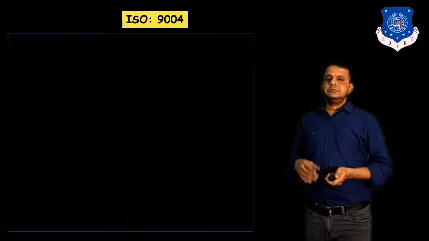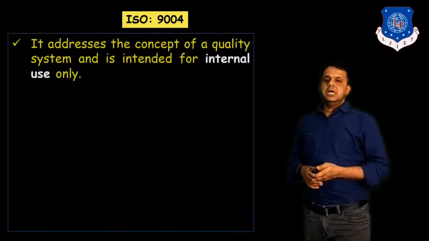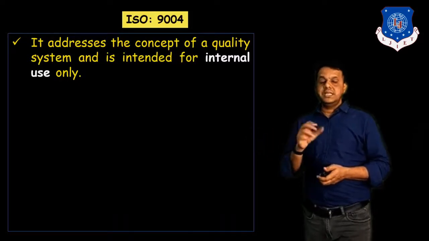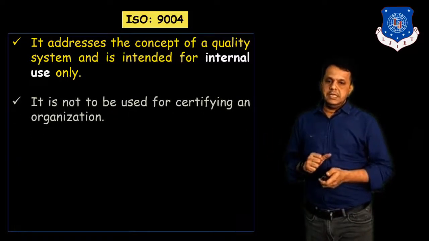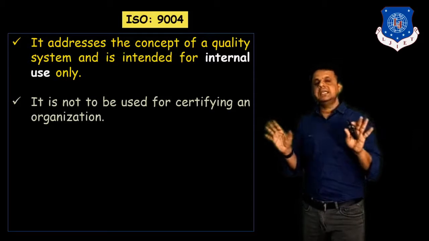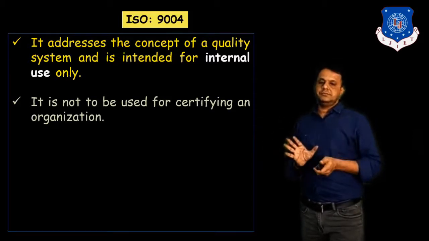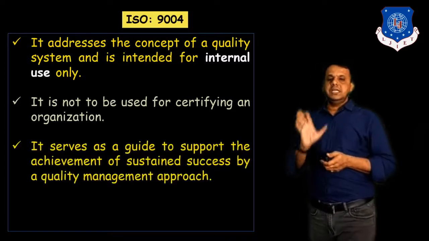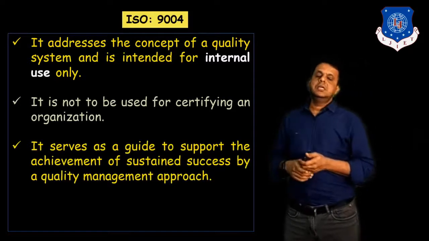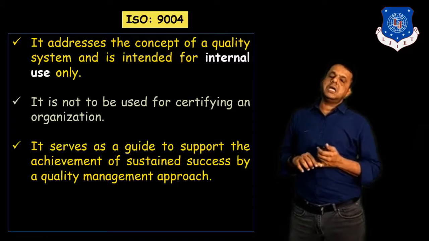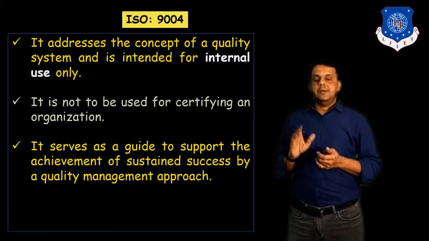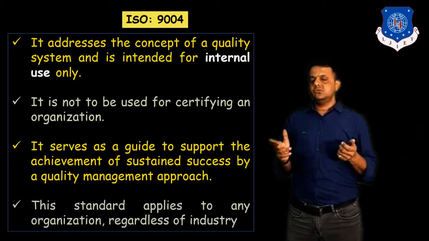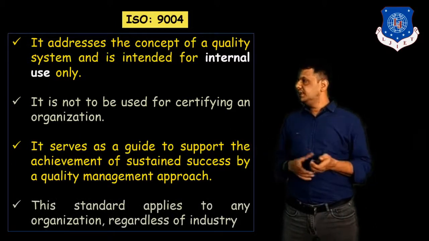Next is 9004. It is a concept of QMS system for the internal user, and not used for any certifying organization. It serves as a guide to support the achievement of sustained success by a quality management approach. And it applies to any organization regardless of the industry.